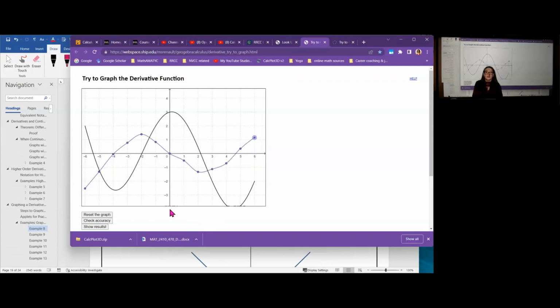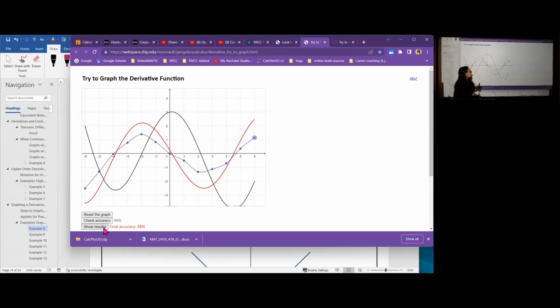Well, I don't know how good this is, but we'll give it a shot. Check accuracy, 48%. I'm not doing too well. Let's show the results. My basic shape is correct. What's wrong is I'm not getting the exact values of the derivative, but that's okay. I got the basic shape, and that's what I'm looking for from you.